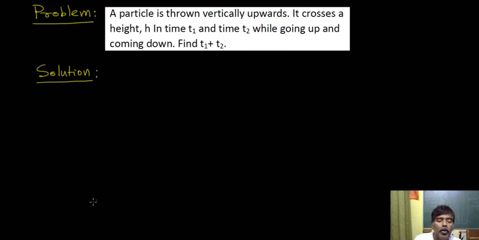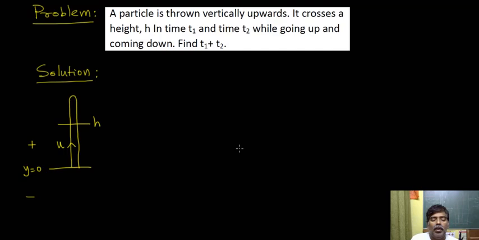So let's draw it. Suppose this is the y equals 0 level, with this side positive and this side negative, and this particle is thrown vertically upward and it comes back, right? Suppose it's thrown with an initial velocity u, and suppose this height is h. The time taken to reach this point is t1 and this point is t2.